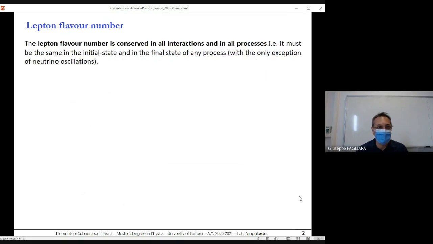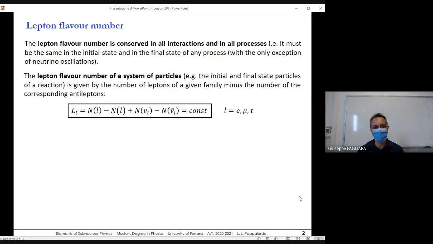Now, the important thing is that the lepton-flavor number is conserved in all interactions and in all processes, just like the baryonic number, with the only exception, which we will study next week, of neutrino oscillation. Neutrino oscillation is a phenomenon in which a neutrino of a certain flavor can oscillate into a neutrino of a different flavor. In this case, the lepton-flavor number will not be conserved in the process. But this is the only exception in the standard model. Actually, neutrino oscillation is not encoded in the original version of the standard model. It had to be introduced a posteriori once it was discovered as a new phenomenon. So we will study this in detail.